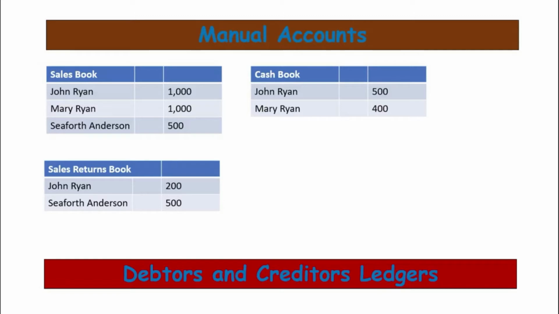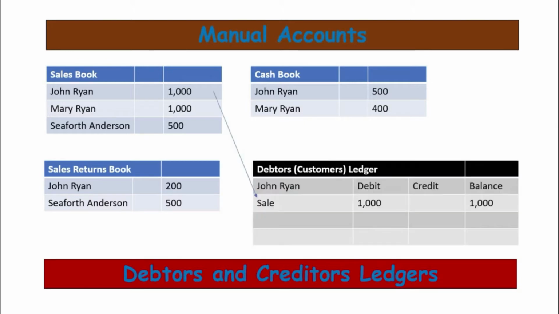Instead, we create a debtor's ledger to summarize each customer's transactions in one book. In the example shown we can see that John Ryan bought an item from us on credit at the start of the month for $1,000. We enter this item in the debtor's ledger as shown, making sure the invoice amount appears in the debit column. It is important to remember that the invoice always goes in the debit column of the debtor's ledger. All other items go in the credit column.